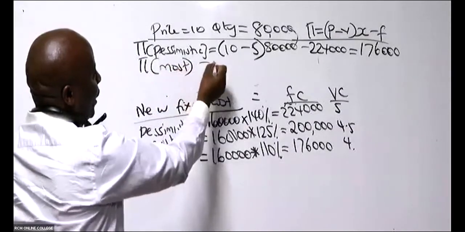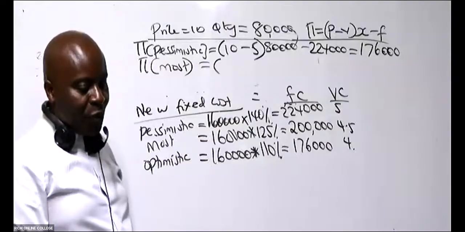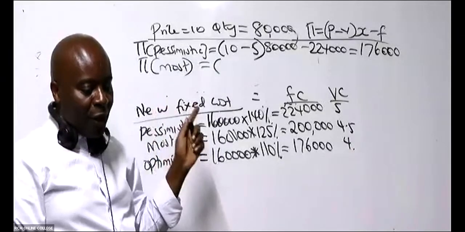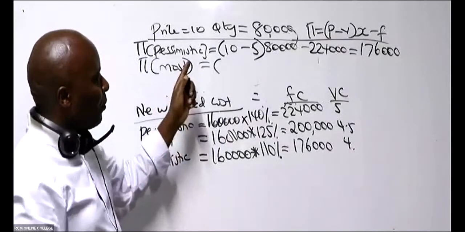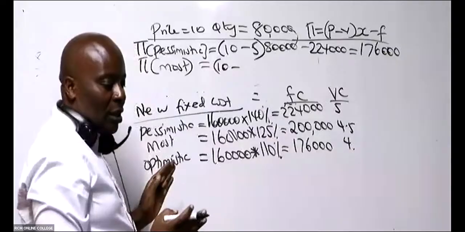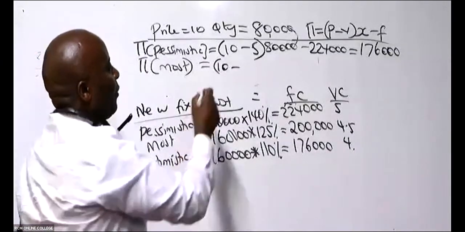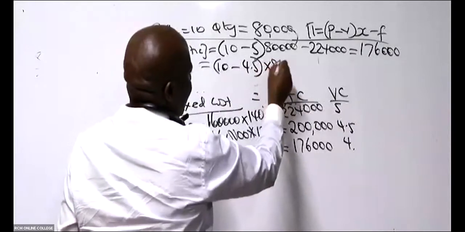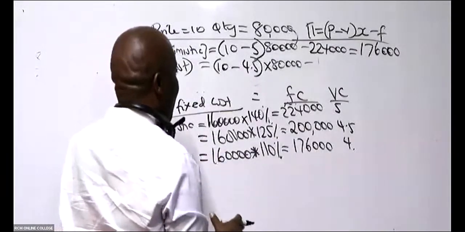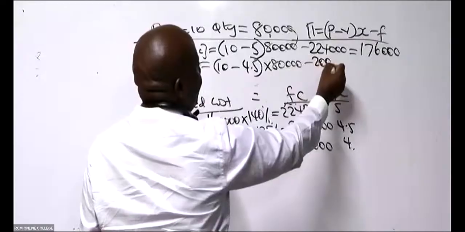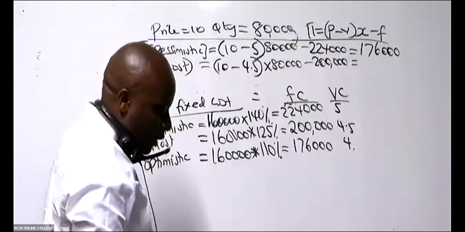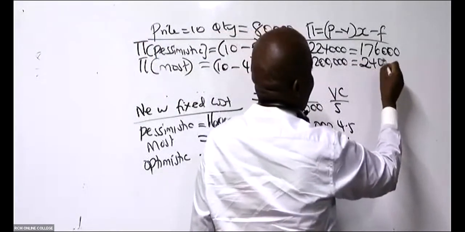Now the most likely case. You are following this format. Do we know the selling price? It is 10 minus the variable cost in the most likely case, which is 4.5. The quantity is not going to fluctuate; it is 80,000. But remember, fixed costs are fluctuating. So the most likely fixed cost is 200,000. So then this one here will give us what figure? According to Lavi, we have 240,000. Thank you so much.